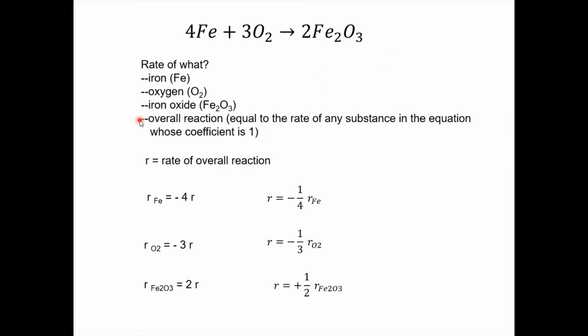Now, there's also this fourth one here called the overall reaction. So if you're given a rate, are you given the rate of iron, oxygen, Fe2O3, or are you given the overall rate? A lot of times you will get a number that says, oh, the rate of reaction is... You're like, okay, well, is that the rate of iron, of oxygen, or Fe2O3? Many times it's the overall reaction rate, and unless they're specific about telling you that it's the rate of iron or oxygen or Fe2O3, you can assume that's the overall reaction rate.